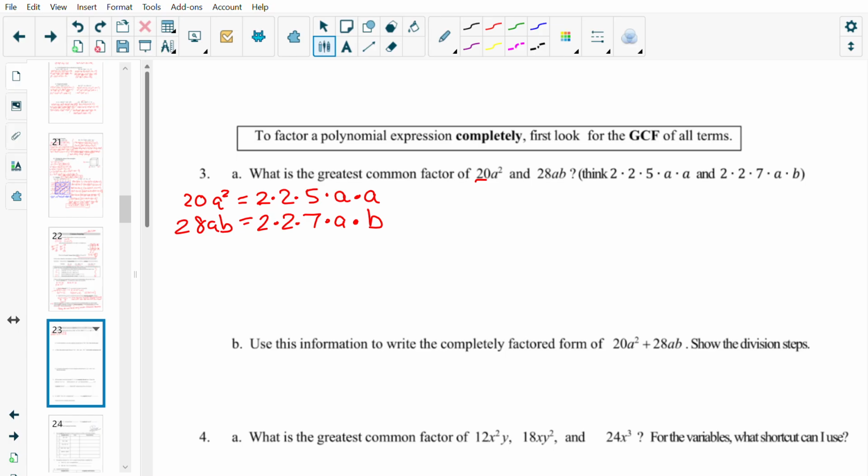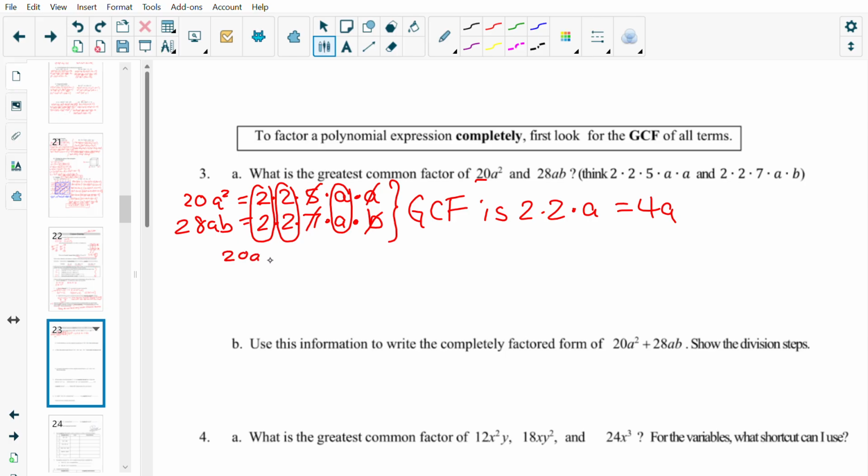Okay, just like we did with greatest common factor, we line up the prime factorization, and we circle pairs of common prime factors. 2 and the 2, the 5 and the 7, nothing in common in both. A and the A, and then the A and the B, not in common. So the greatest common factor is 2 times 2 times A, or 4A.